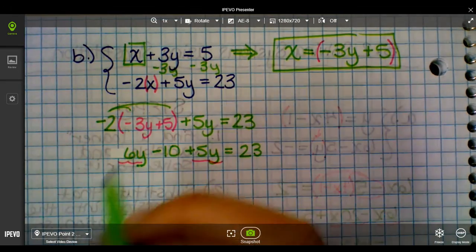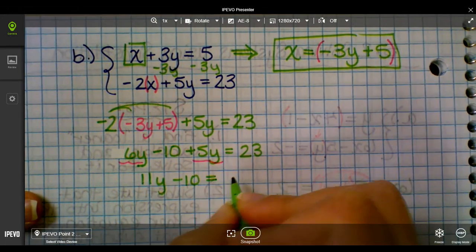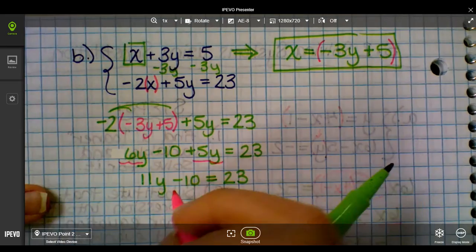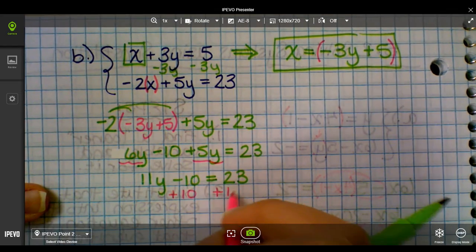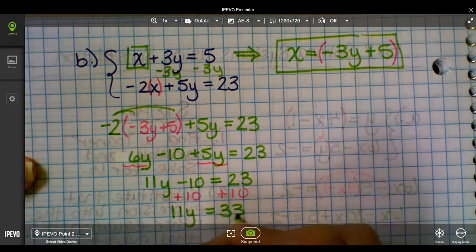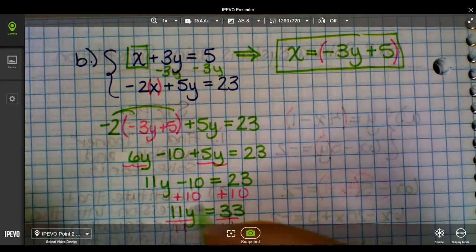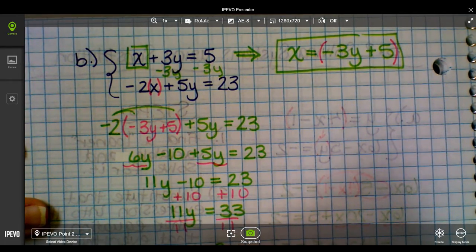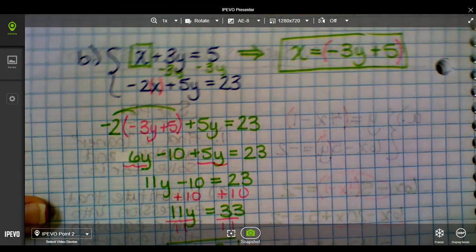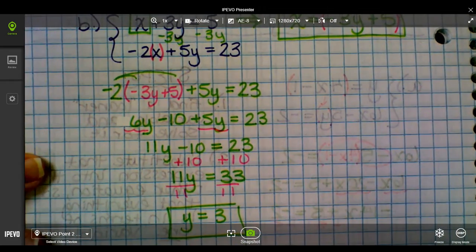Combine like terms. So 6 plus 5 is 11y. Minus 10 equals 23. Add 10. 11y equals 33. And then we just have to divide by 11. And I get y equals 3. So that's a nice, clean, solid answer over here. So I have y equals 3.